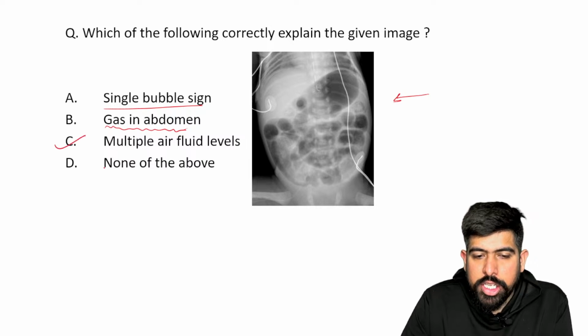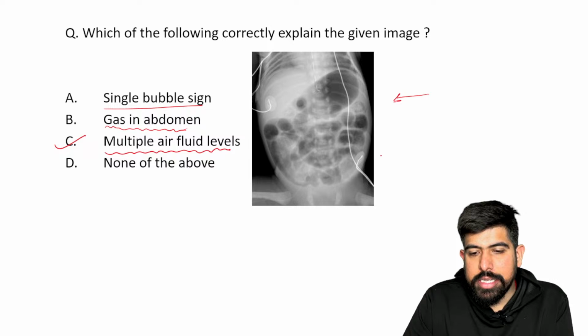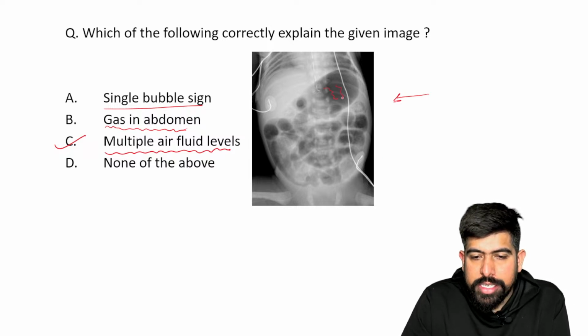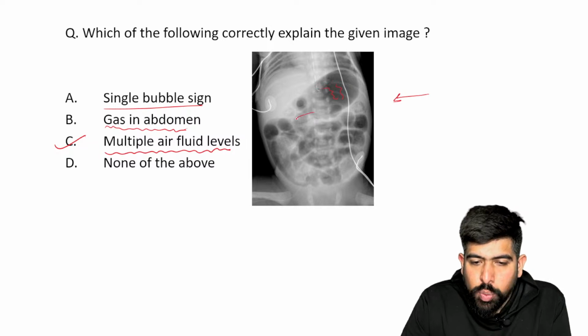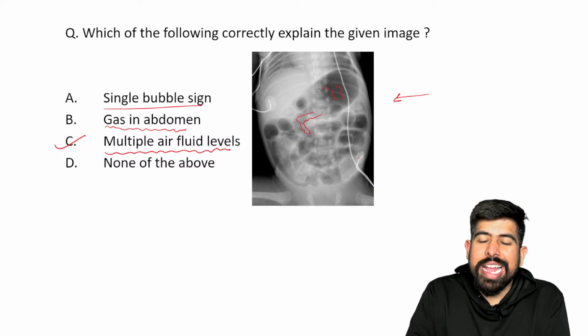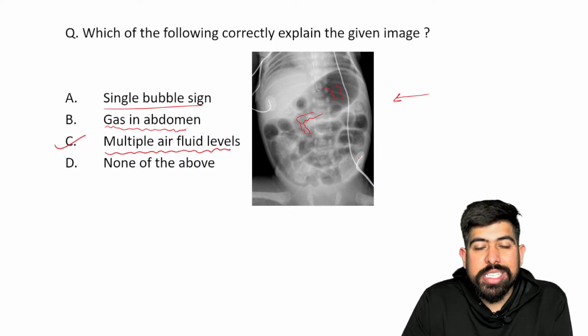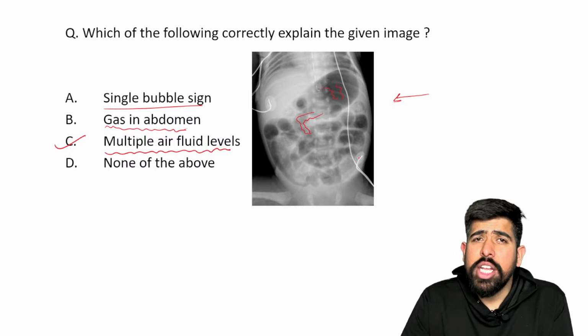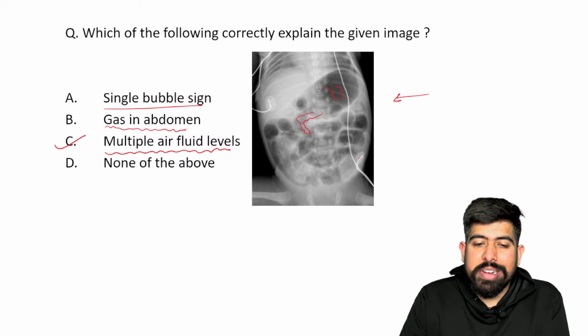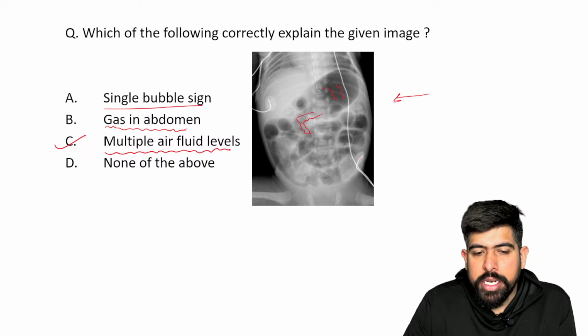Of course, multiple air fluid levels are seen in this condition. You can see the blackness here, this is the air, and this whitish color is the fluid. As you already know, on the X-ray fluid is seen in white color and air is seen in black color. So this is the multiple air fluid level. The answer should be C.